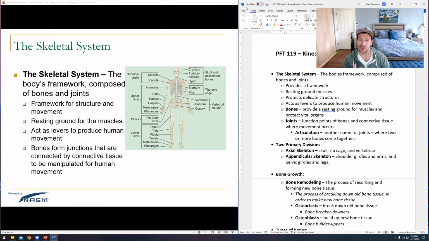So when our skeletal system is getting moved around, it is thanks to our muscular system dragging it from place to place. So we'll call that an articulation. That's the fancy name for a joint, but it's where two bones are coming together.